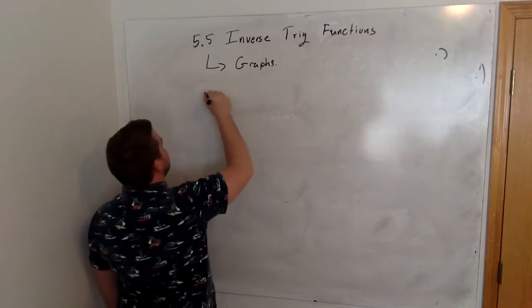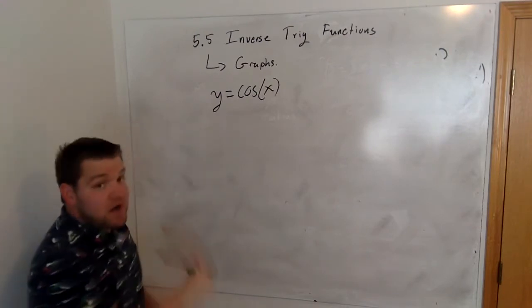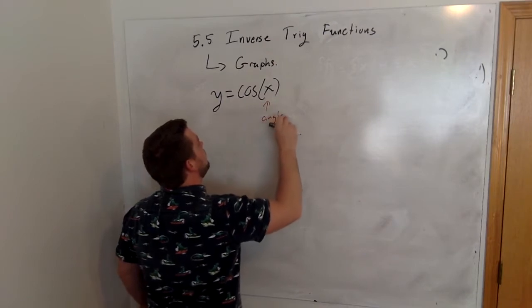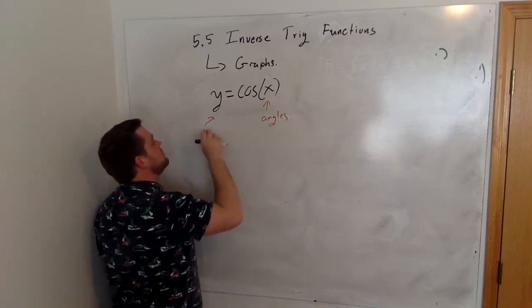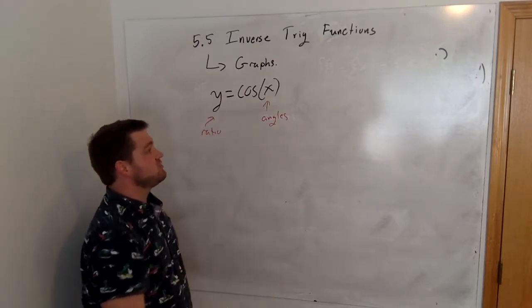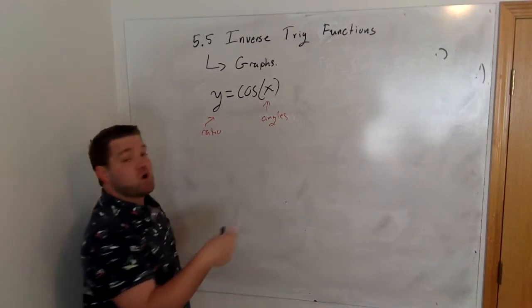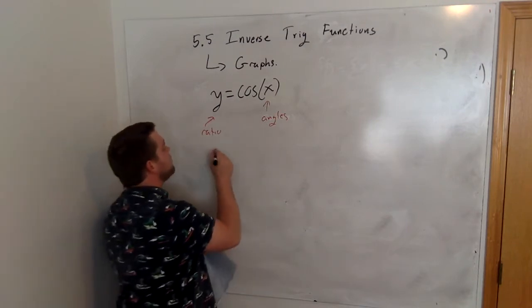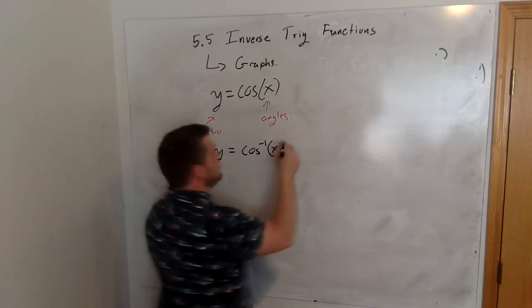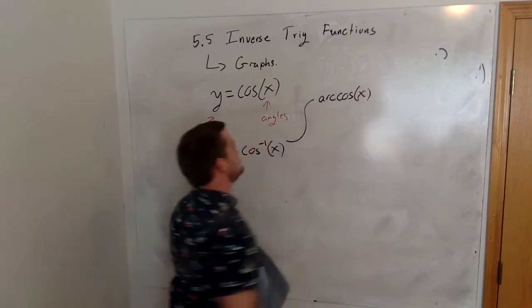Okay, so let's say we have y is equal to the cosine of x. Remember how cosine works. Cosine eats angles and it spits out a ratio, specifically the adjacent over hypotenuse for a right triangle. Or you could think that it spits out the width on the unit circle. But I want to go backwards. So I want to talk about the inverse cosine, cosine inverse. This might also be called arc cosine.